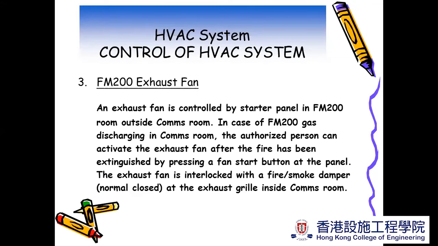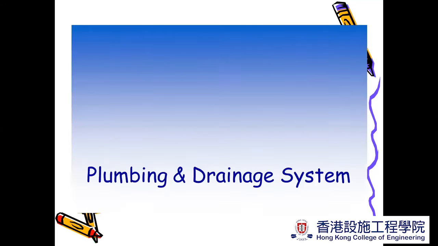Now the FM200 exhaust fan is controlled by the starter panel in the FM200 room outside of the comms room, so it can be operated manually. In case of an FM200 gas discharge in the comms room, the competent or authorized person, like the engineer, can activate the exhaust fan after the fire has been extinguished by pressing the fan start button at the panel. The exhaust fan is then interlocked with the fire and smoke damper at the exhaust grill inside the comms room to get it opened.